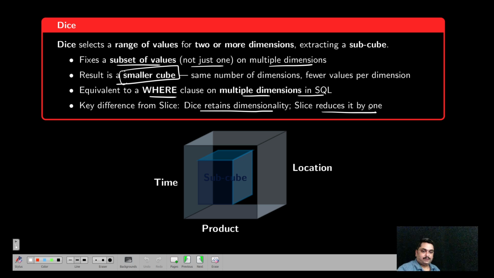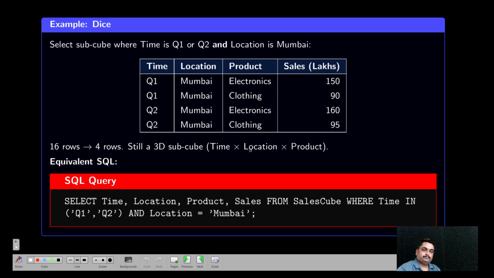So for example, I'll set time, product and location. All three will be set to some values. So I'll get a smaller subcube. For example, select subcube where time is Q1 or Q2 and location is Mumbai.